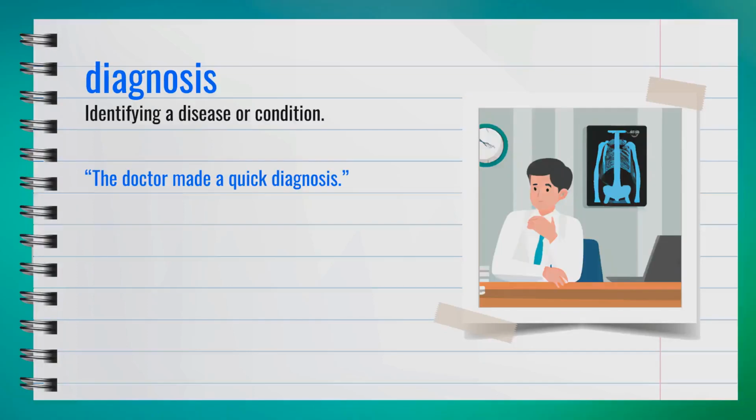The word diagnosis is a noun. It is spelled D-I-A-G-N-O-S-I-S. Diagnosis means identifying a disease or condition. The correct pronunciation is diagnosis. For example, the doctor made a quick diagnosis. Synonyms include identification or determination. In summary, a diagnosis is the process of determining what illness or condition a patient has.